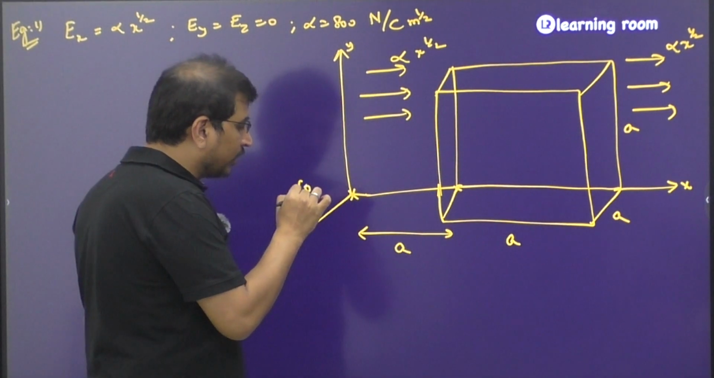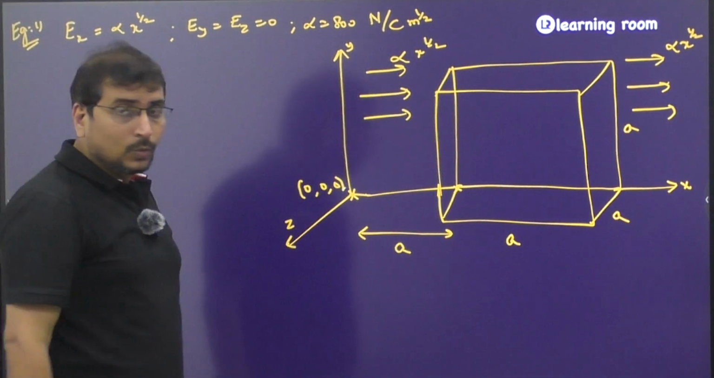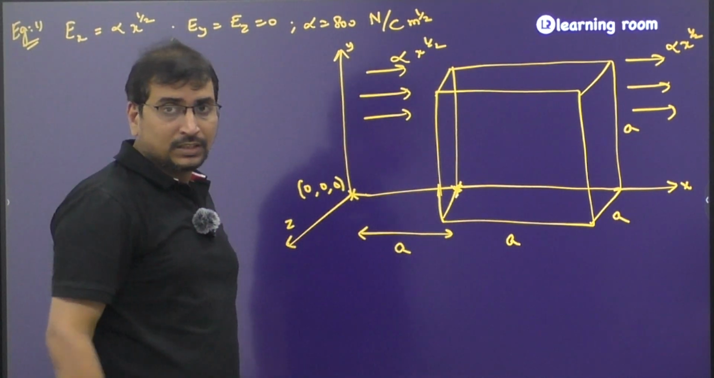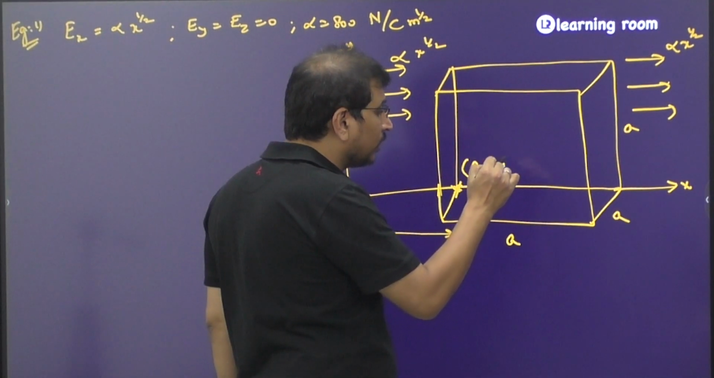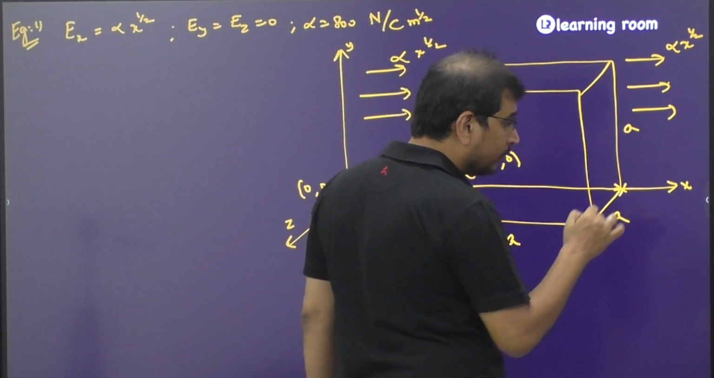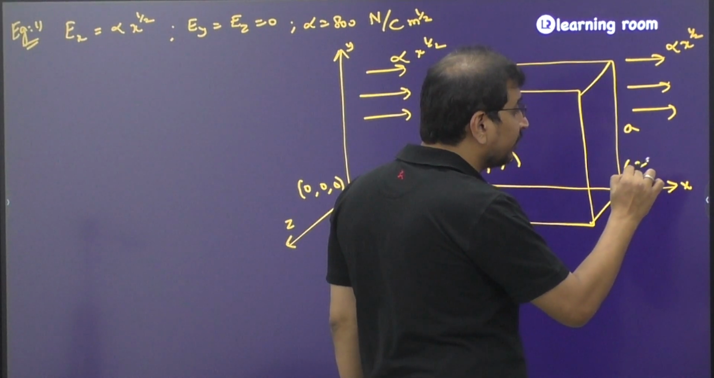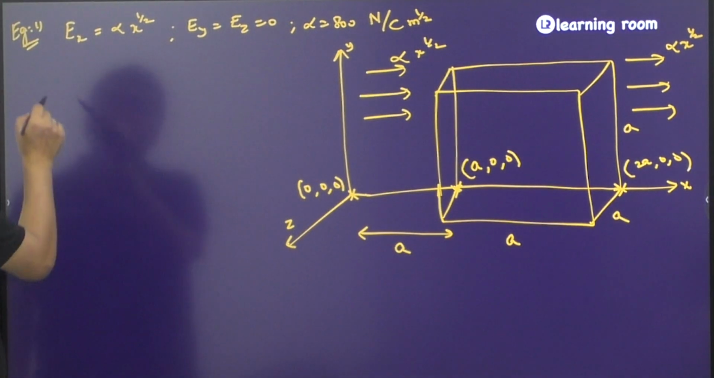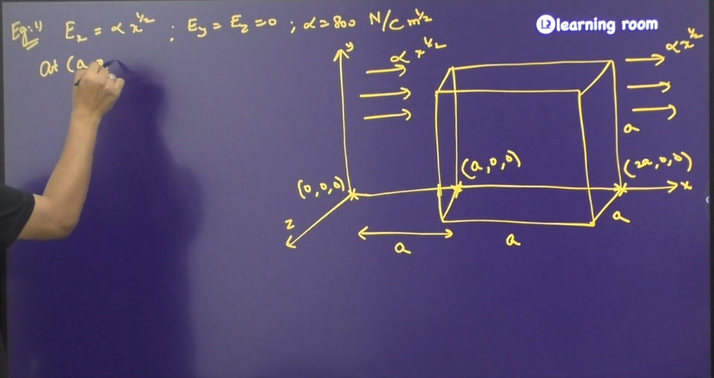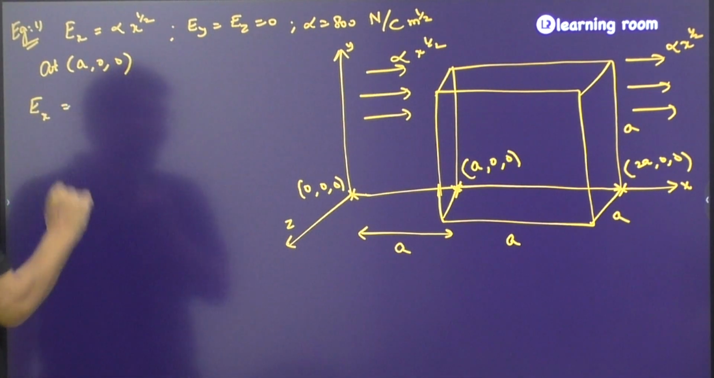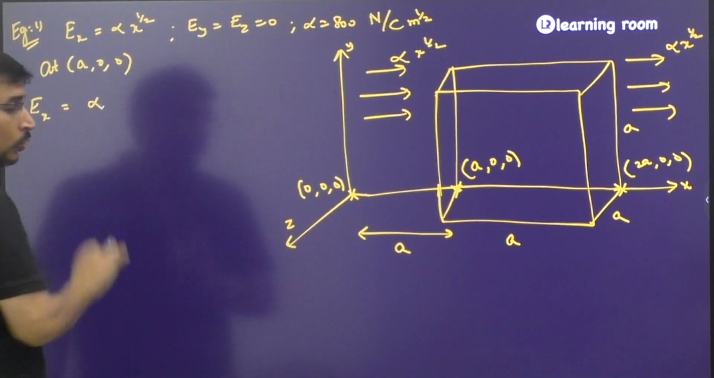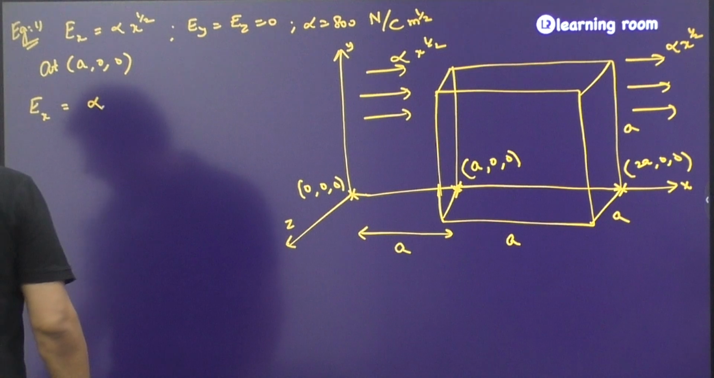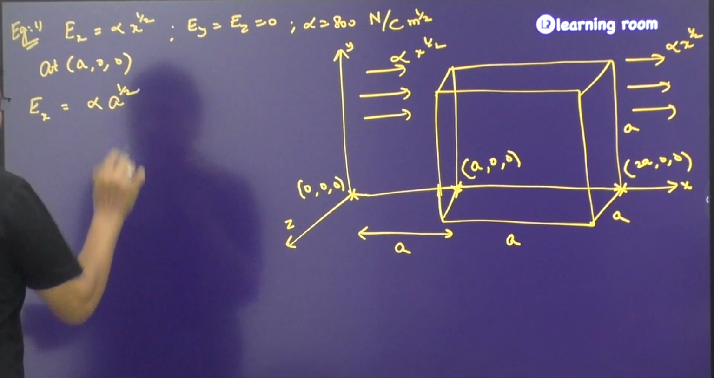If I take this to be the origin 0, 0, 0, what is going to be the coordinate of this point? This is at a distance a. So it will be a comma 0 comma 0, whereas this will be 2a comma 0 comma 0. Everywhere else you will be able to find the values. So at a comma 0 comma 0, what is the value of electric field along x? Alpha into, in the place of x I need to substitute a. Alpha into a power half.